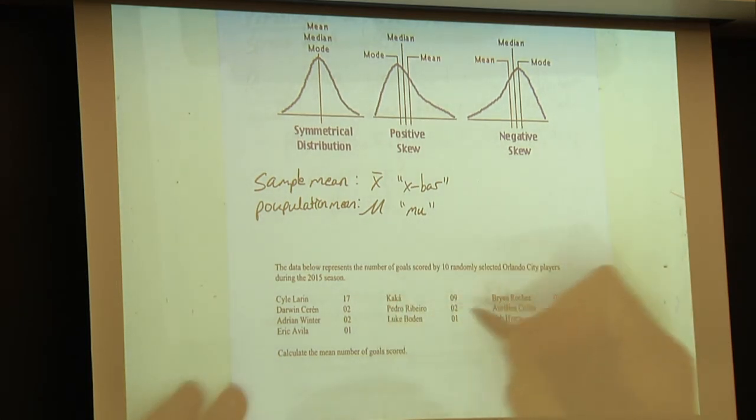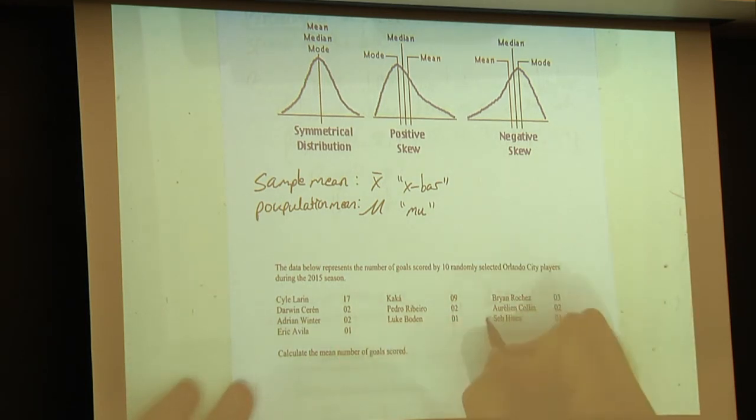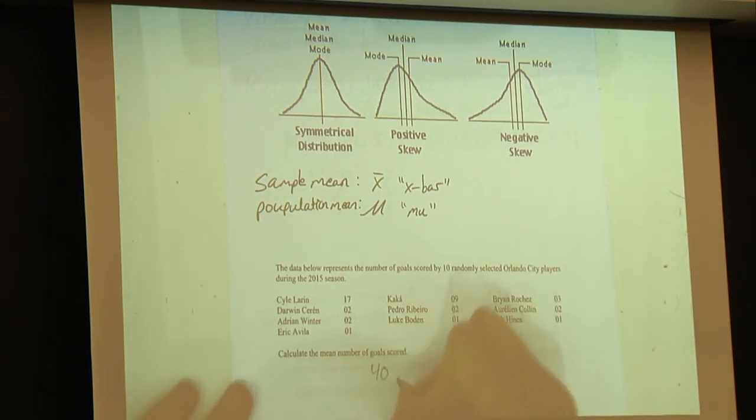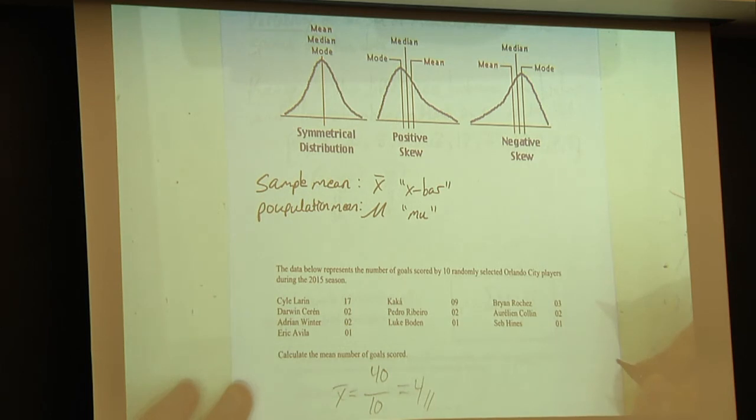So we have 4 here, 3 here, 3 here. So 6 and 4 will be 10. So we'll add up all these numbers. They total to 40 over 10, which means our sample's mean will be 4. Okay? And if you have questions about any of my notation, just let me know.